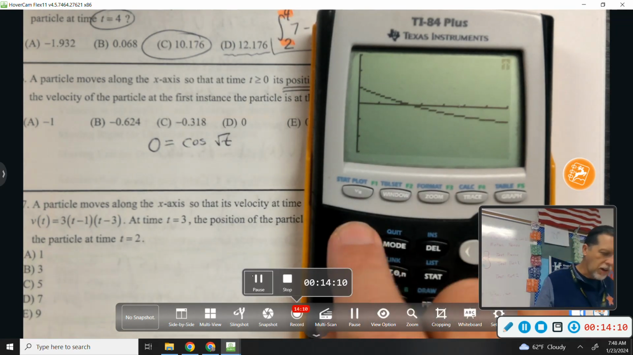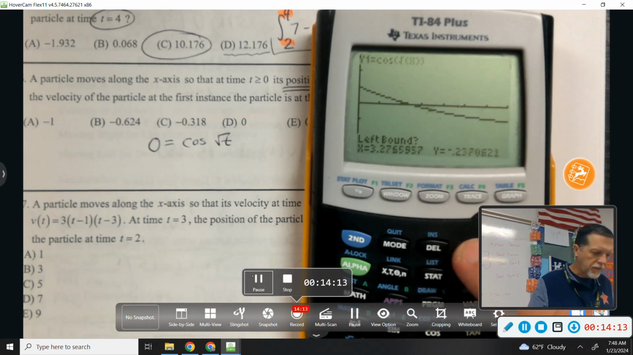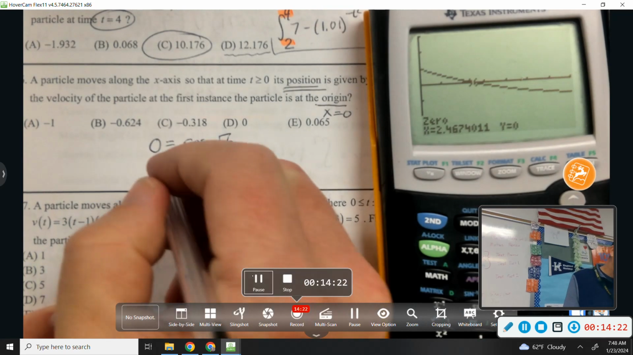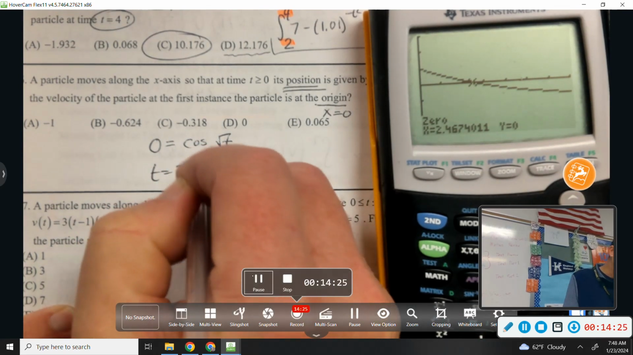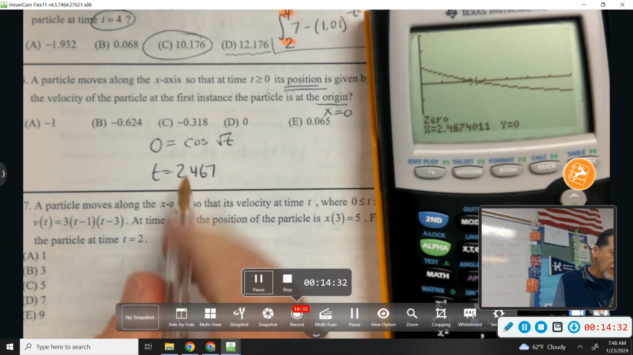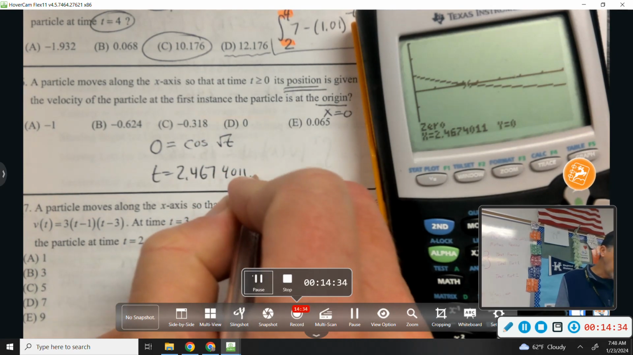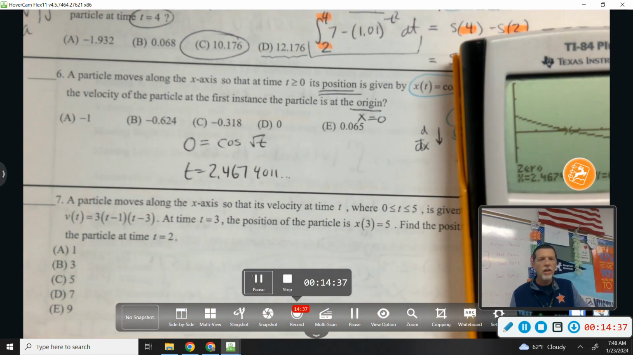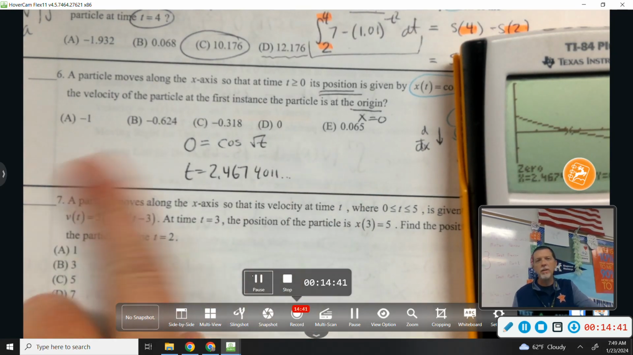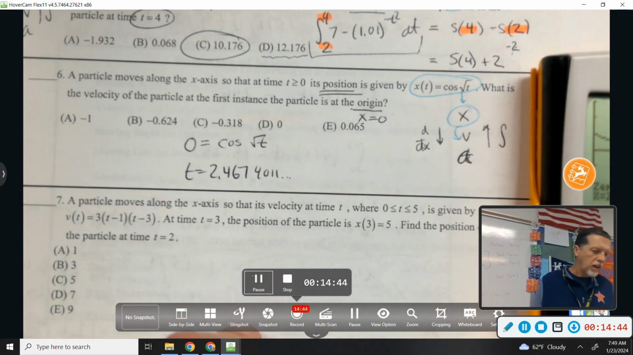So second calc, 0, left bound, right bound, guess. So that happens at 2.467. Kind of surprised that's not an answer choice. And since I'm using this answer later, probably best to carry some more decimals, although those answers are all sufficiently far apart that I'm not going to be worried about accuracy.